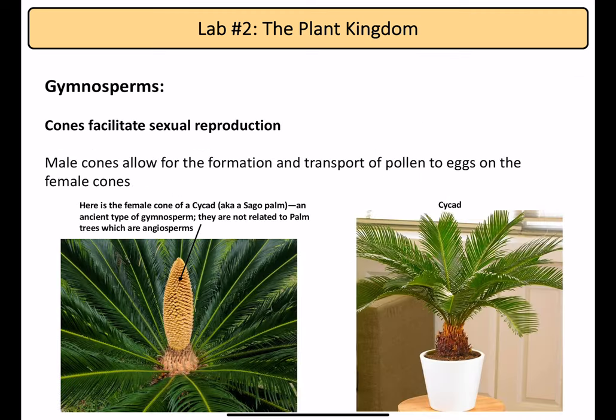So we're going to take a closer look here at cones. So here are the cycads that I was talking about. Doesn't really look like, you know, a redwood or a pine tree, but actually closely related. These are cycads, also known as sago palms. They look like palm trees, but they are not. Palm trees are actually flowering plants. And you can see right here, this is a female cycad. It's got this humongous cone in the center.